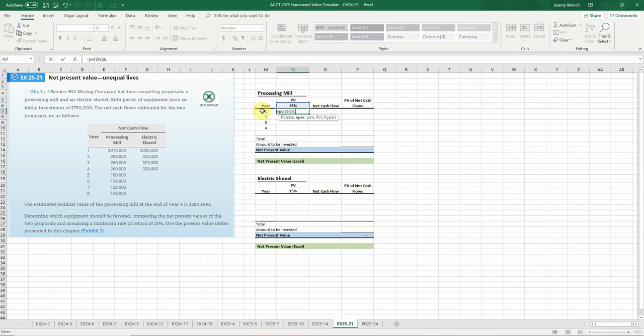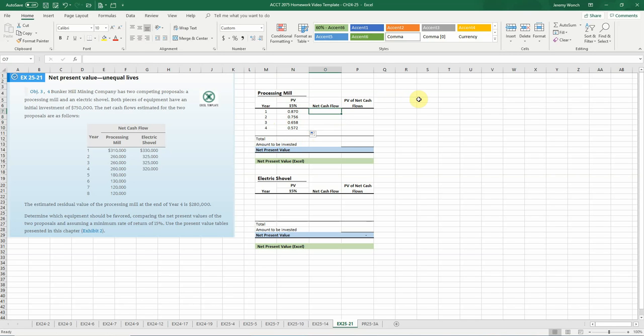Number of periods, we're going to reference the current year that we're in. We're not looking at payments, we're looking at future value. So we're going to skip the payment, and then we're going to do a negative $1 for the future value. That's going to give us a present value factor of 0.87. Now we can just drag that down, and that'll change the cell reference to the year and give us the different present value factors for each year.